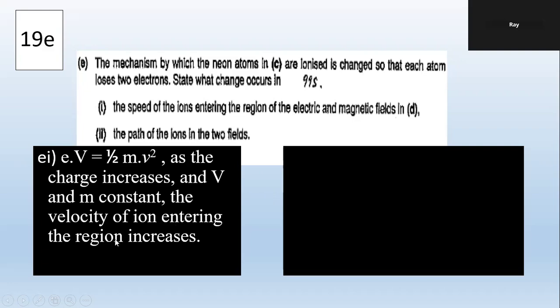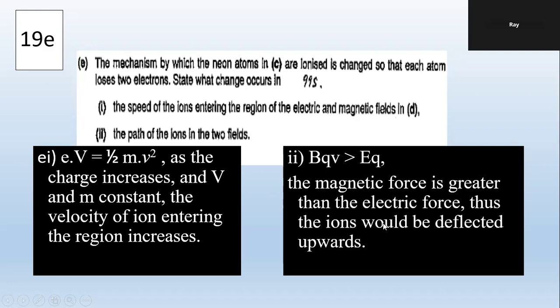If the speed increases, BQV will increase. So the magnetic force is greater than the electric force. Thus the ion will be deflected outwards. Okay?